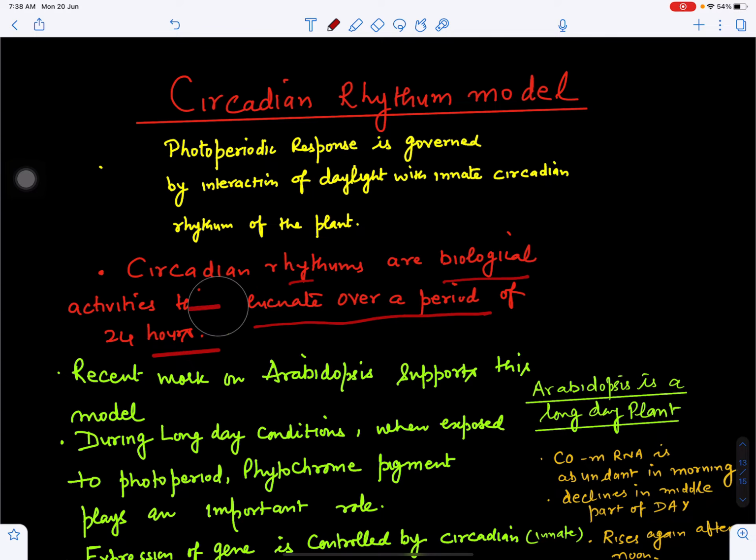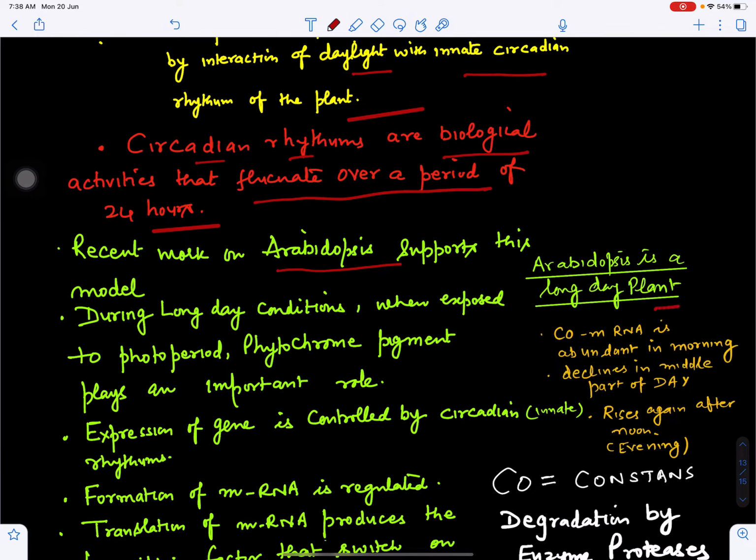I mean, what is happening in the morning, what is happening in the afternoon, what is happening in the evening, what is happening at night. So this is an innate phenomenon. I mean, this is a hereditary biological phenomenon which fluctuates inside the living organism. So the photoperiodic response is governed by the interaction of daylight with the innate circadian rhythm of the plant. For this we will take the example of Arabidopsis. Arabidopsis is basically a long day plant. Now constant proteins play an important role in flowering. So we'll discuss the constant protein first.